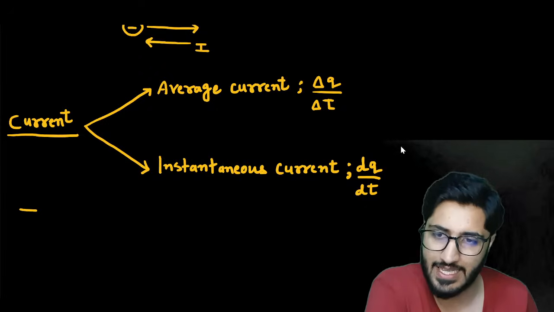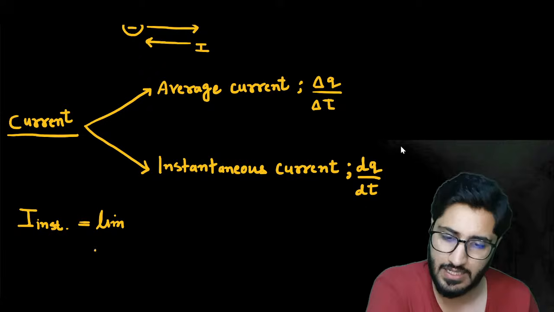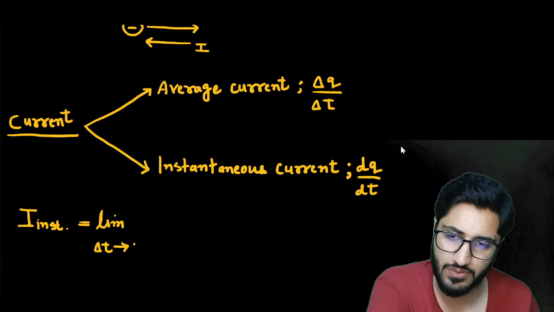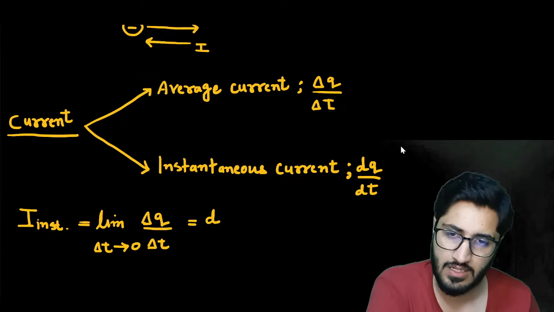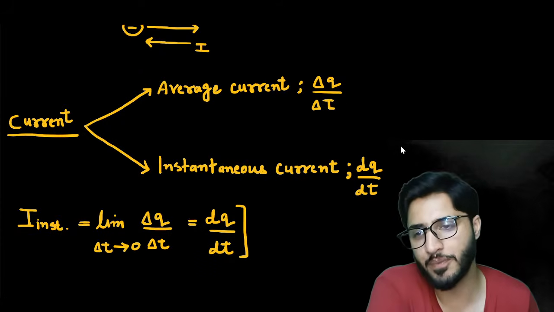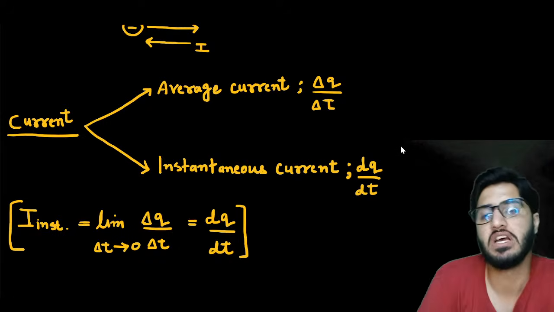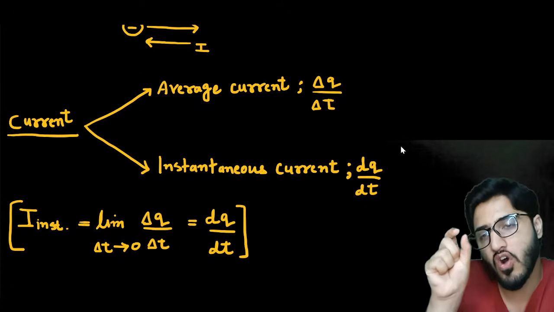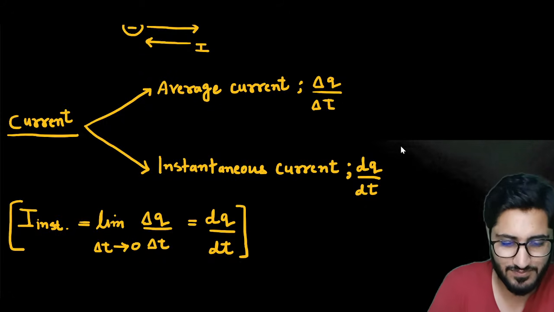Now, I can write instantaneous current. I can get it when I put the limit delta t tends to 0 in delta q by delta t. It came out to be dq by dt. A very sophisticated way to represent this, no? When delta t tends to 0, it means a very small interval of time, very small.